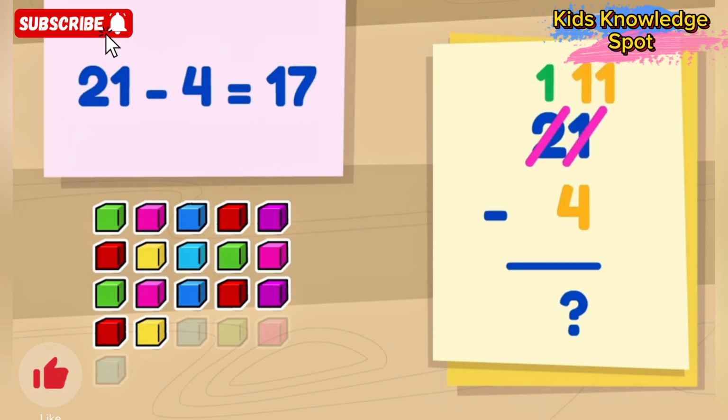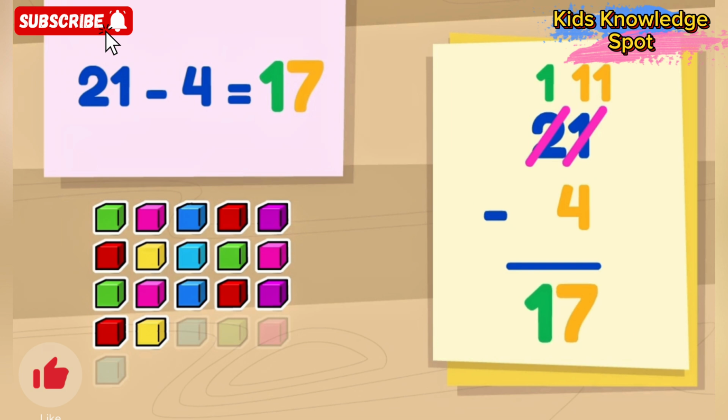Now we use the new number to subtract. 11 minus 4 equals 7. 1 minus 0 equals 1. 21 minus 4 equals 17.